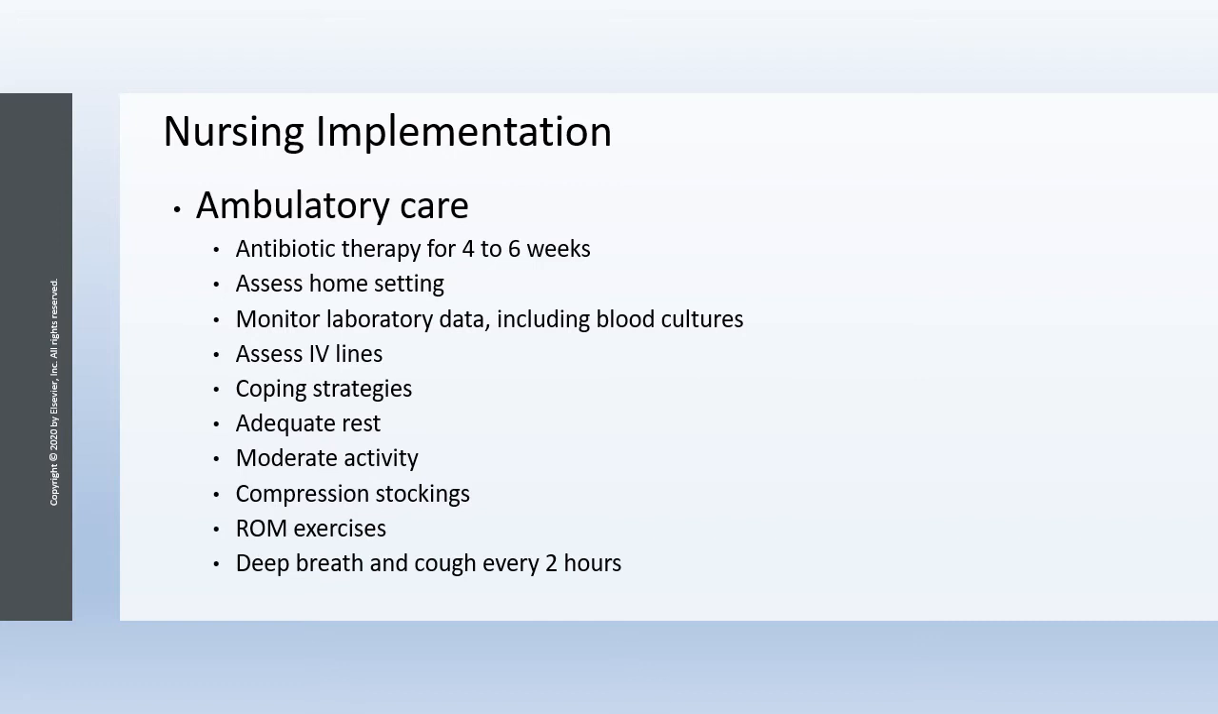Infective endocarditis generally requires treatment with antibiotics for 4 to 6 weeks. After initial treatment in the hospital, the patient may continue treatment at home if hemodynamically stable and adherent. Assess the home setting for adequacy to receive outpatient antibiotics, which needs vigilant home nursing care.